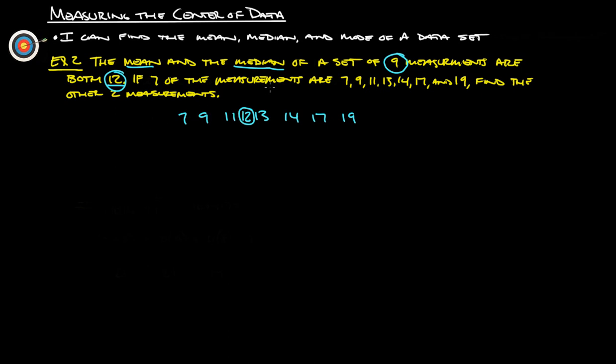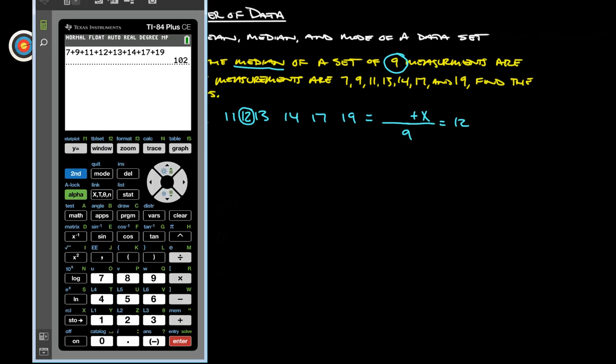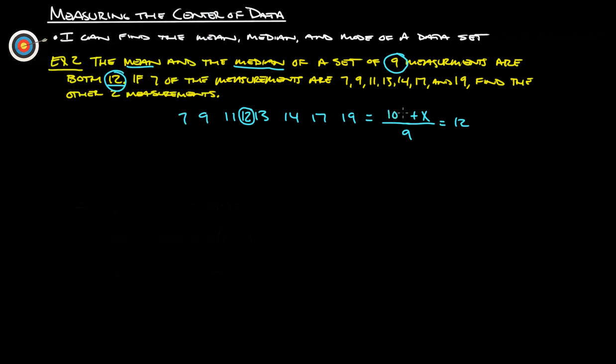Probably the easiest way to do that is to simply add up all of these numbers here. We will add those all up, and that will give us some value here. And then we add another number, which we don't know, x. Then if we divide that by 9 total measurements, it should equal 12, because that's our mean. Adding all those numbers up gives us 102.